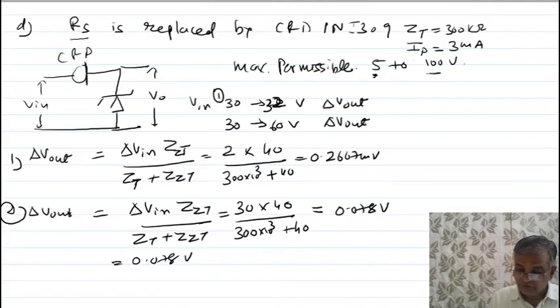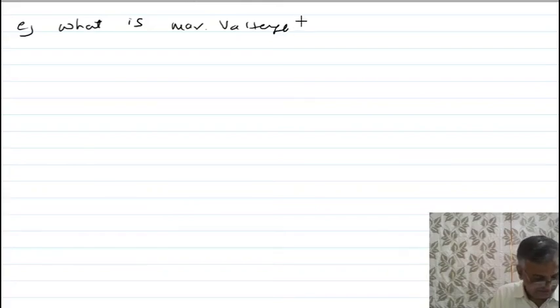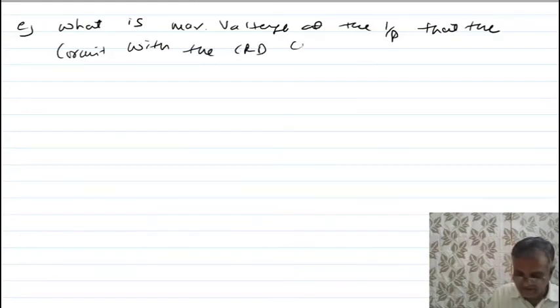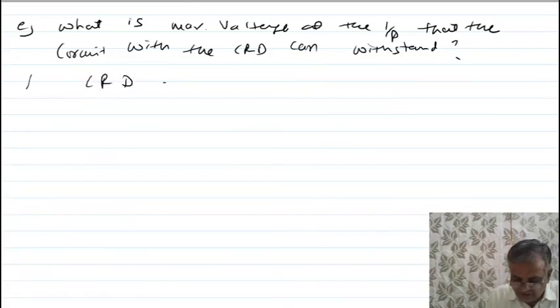Now see the last question. What is the maximum voltage at the input that the circuit with the CRD can withstand? It's very simple, you can say. What is the CRD permissible voltage? The CRD permissible voltage is nothing but 5 to how much? 100 volt.